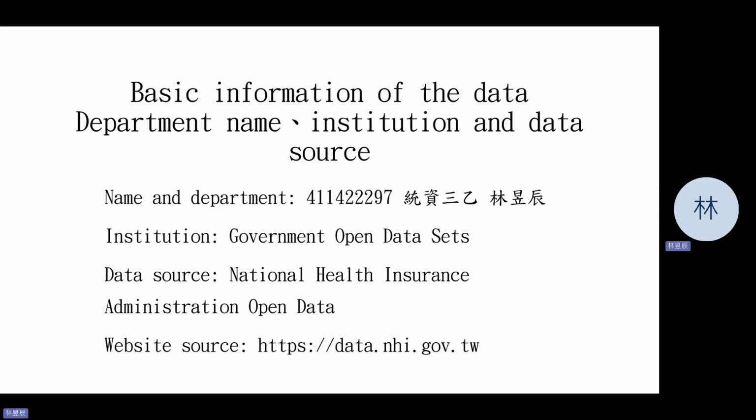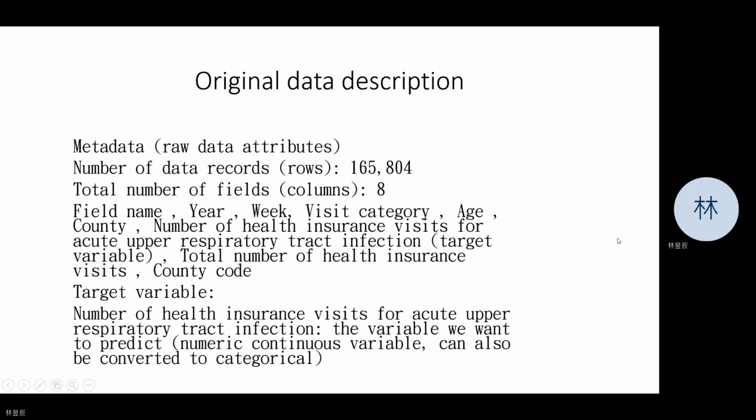First, I'm going to talk about basic information of the data: department name, institution, and data source. Institution is government open data sets, and data source is National Health Insurance Administration open data. Next, I'm going to talk about original data description.